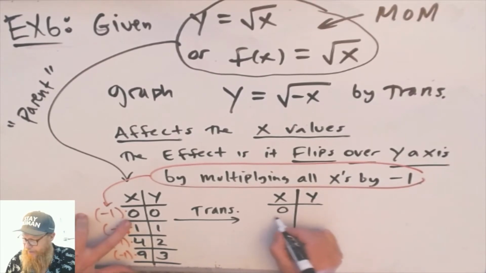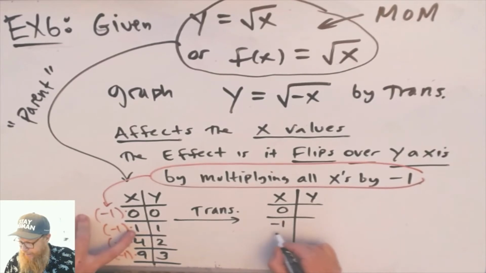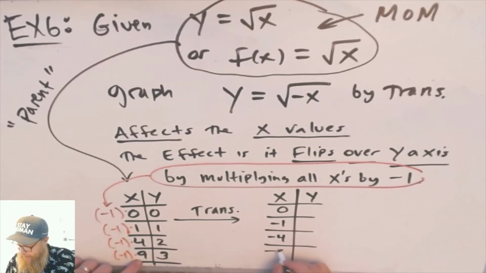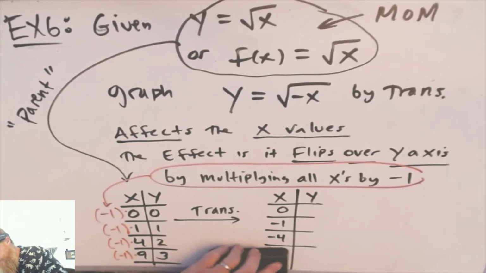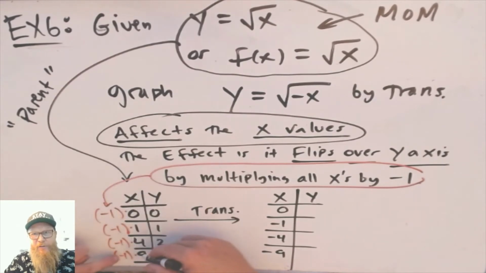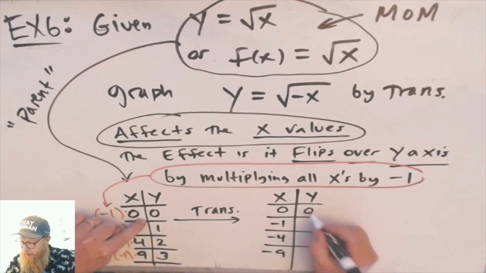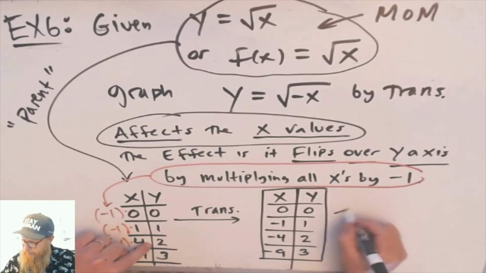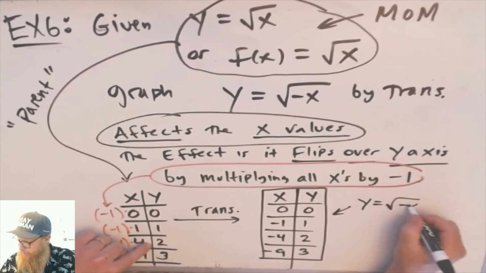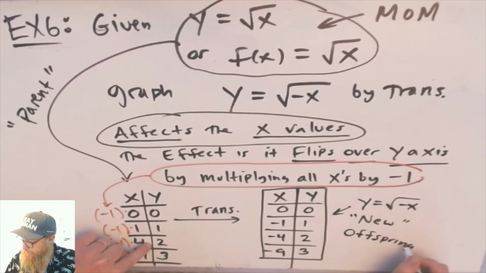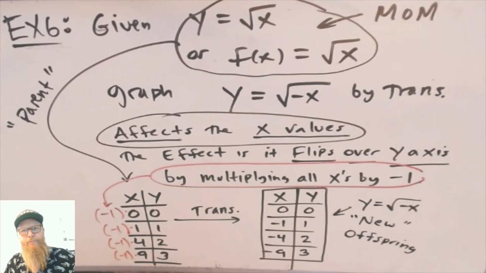-1 times 0 is still 0. -1 times 1 is -1. -1 times 4 is -4. -1 times 9 is -9. Notice it only affected the x values. It did not affect the y values. And so this is the new function, y equals the square root of -x. This is the parent. This is the offspring. You got to keep them separated.